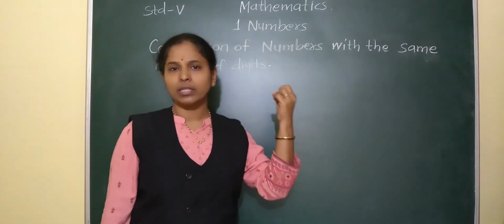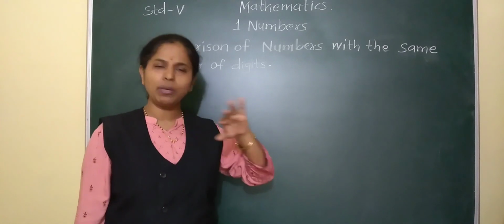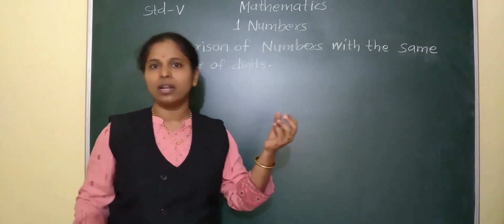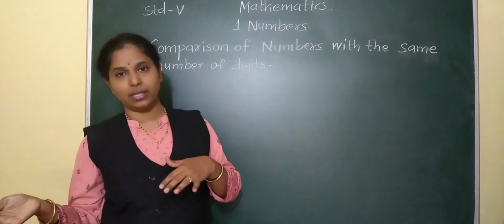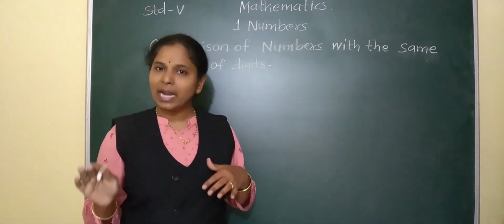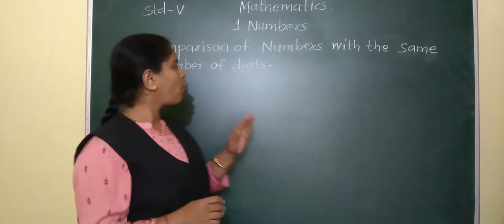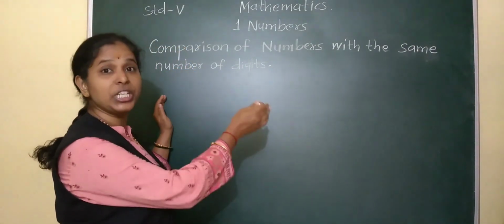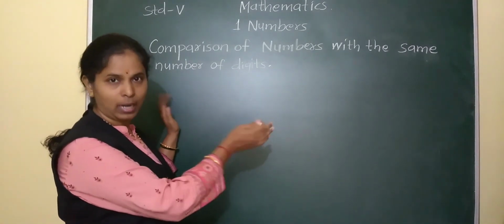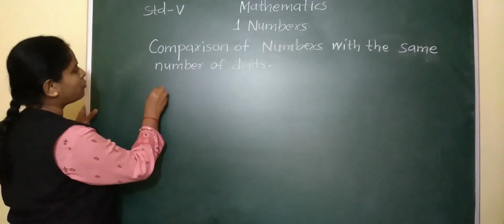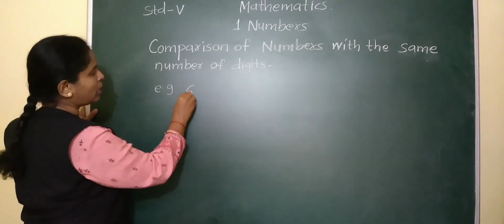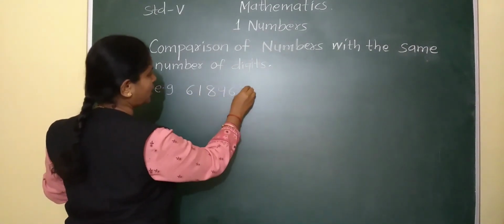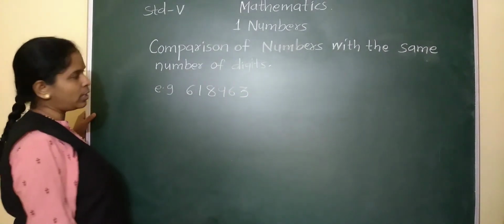Now next is comparison of numbers with the same number of digits. Suppose in one given number the same number of digits are there. Here suppose 6 digits are there and the other number also has 6 digits. Then what to do? In that case, from the left side we have to go on comparing each digit from both the numbers. See, I will show you. For example, the number is 618,963. Okay, this is one number.